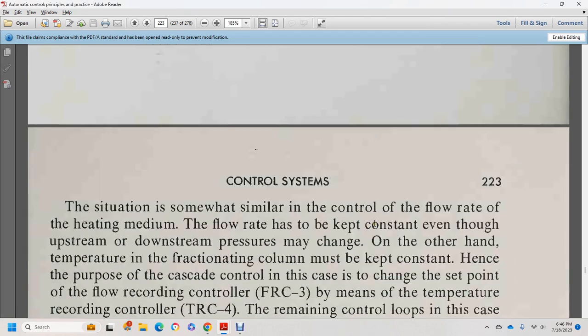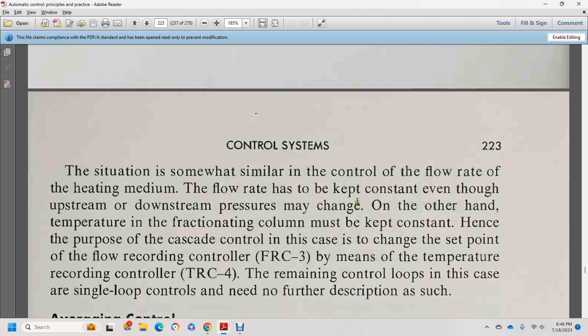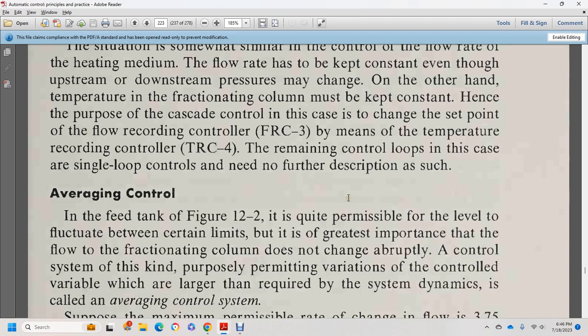The situation is somewhat similar to the control of the flow rate of the heating medium, where the flow rate has to be kept constant even when the upstream and downstream pressure change. When the temperature of the fractionating column heating changes, it must be kept constant, hence for the purpose of cascade control of the set point of the flow recording controller by means of the temperature recording control, with the remaining controlling loops in this case being a single loop control, with no further description needed.